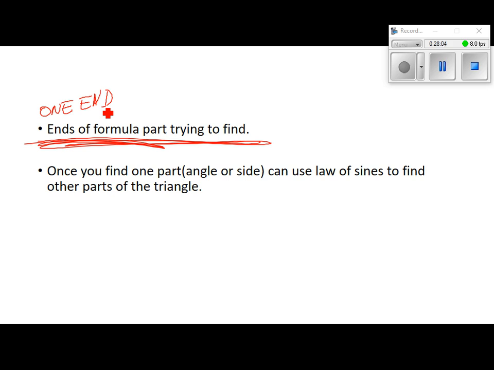Now, every time I've taught this in the past, there are always two or three, four students in the class that say, why not just use law of cosines? It's easier on this one. And that's fine. All right?